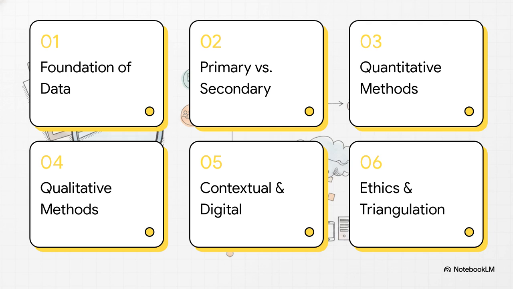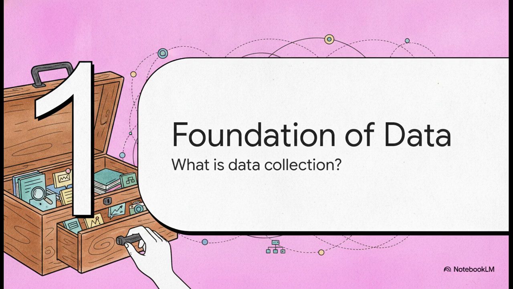So, to make sure we build our research on a rock-solid foundation, here's a quick roadmap for our toolkit today. We'll start with 1. The foundation of data, then cover 2. Primary versus secondary sources, 3. Quantitative and structured methods, 4. Qualitative and exploratory methods, 5. Contextual and digital methods, and finally wrap up with 6. Ethics and triangulation. Okay, let's dive right into this.